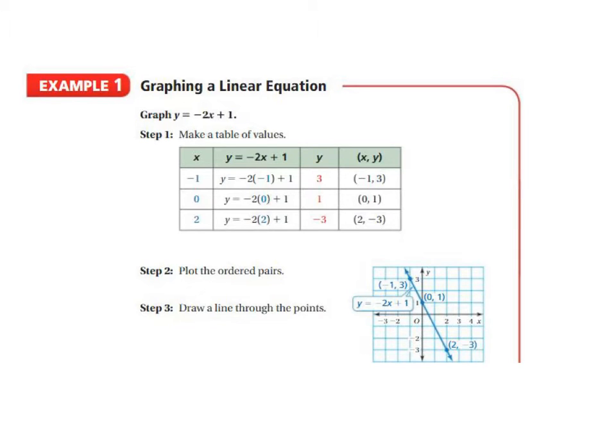So graph y equals -2x plus 1. First, you make a table of values. Notice your x values: -1, 0, and 2. They've picked 3 values close to the origin. The origin is that point (0, 0) right here. They've found their y values by plugging in, and then they've written it in ordered pair form, so you can tell that you plot your x and then your y. Once you do that, you plot a line through the points, putting arrows on both ends.